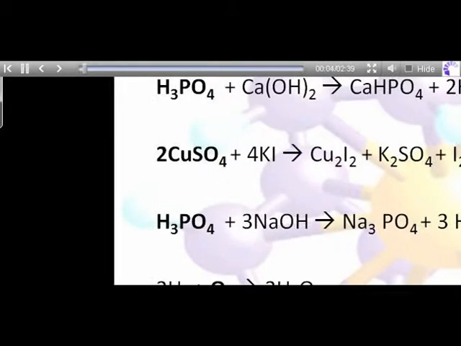Let's take a few examples. We have to determine the equivalent mass of the highlighted reactant in each reaction. In the first reaction, we have to find the equivalent mass of phosphoric acid. In this reaction, we can see that 1 mole of phosphoric acid liberates 2 moles of hydrogen ions. Hence, its equivalent mass will be its molar mass divided by 2. Since its molar mass is 98, its equivalent mass will be 98 divided by 2, that is 49 gram per equivalent.